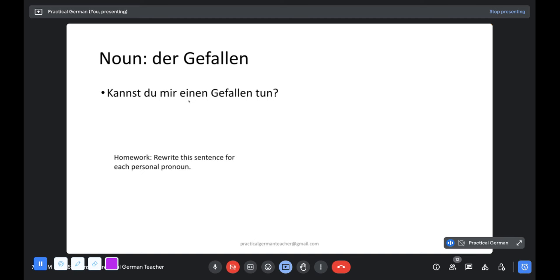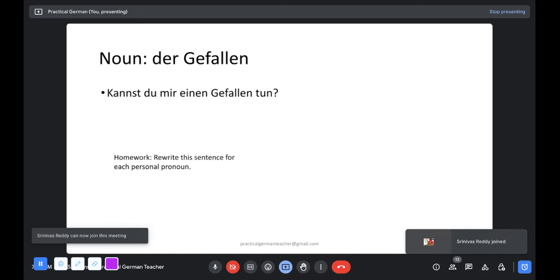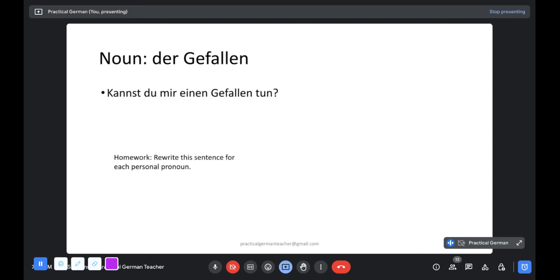Please rewrite the sentence for each personal pronoun, mir, dir, euch, anything else, then replace "du" with something else, and then see how the conjugation will change. If I have "ihr" over here instead of "du", what will I have over here, Suraj? Ich kann, du kannst, er ist sie. No, "er, sie, es" is still "kann". Ihr? Here it is "könnt". No, it's "könnt".